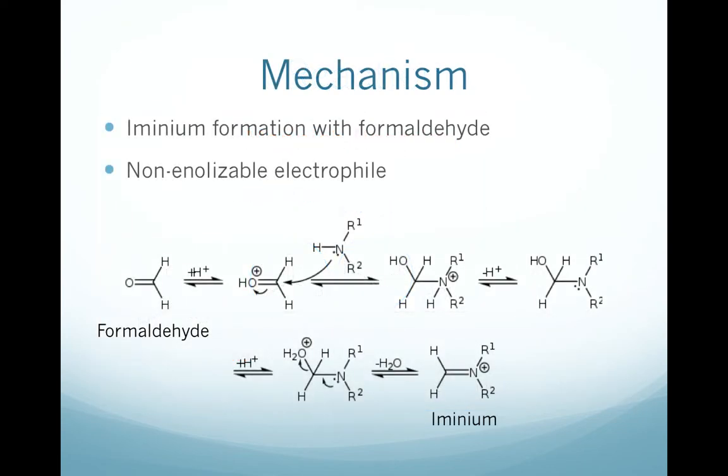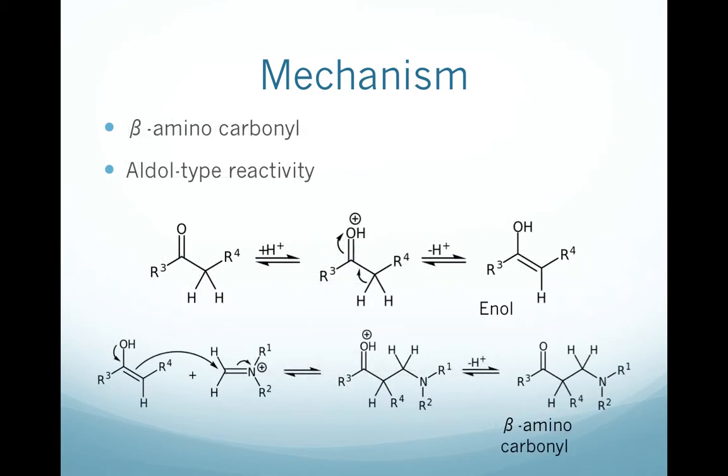The first part of this reaction involves formation of an aminium through the addition of the secondary amine to formaldehyde and then the loss of water. It is important to note a non-enolizable starting material was used, such as formaldehyde, to prevent the synthesis of an enamine instead of an aminium. In the second step, an aldol-type reaction takes place, with the enol attacking the electrophilic carbon, producing a beta-aminocarbonyl.